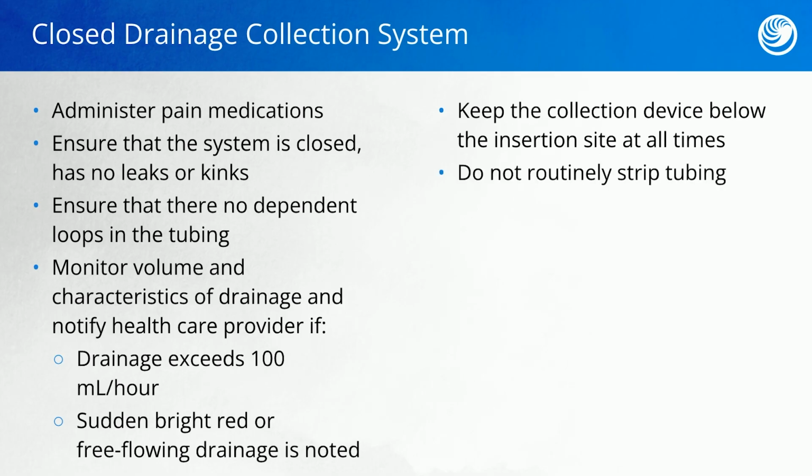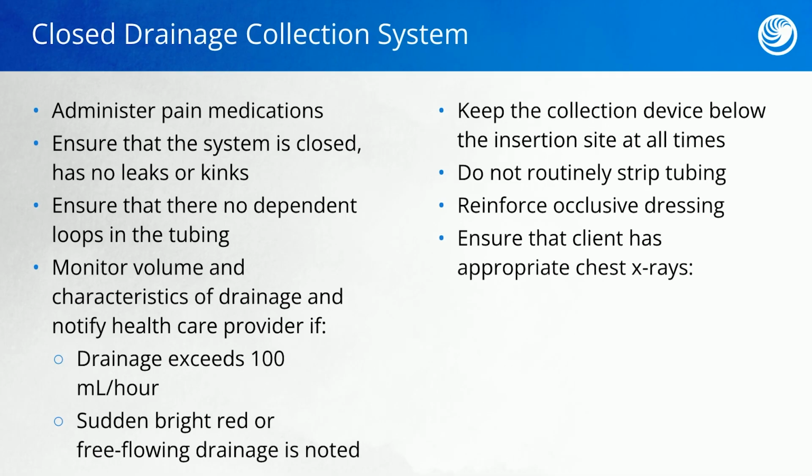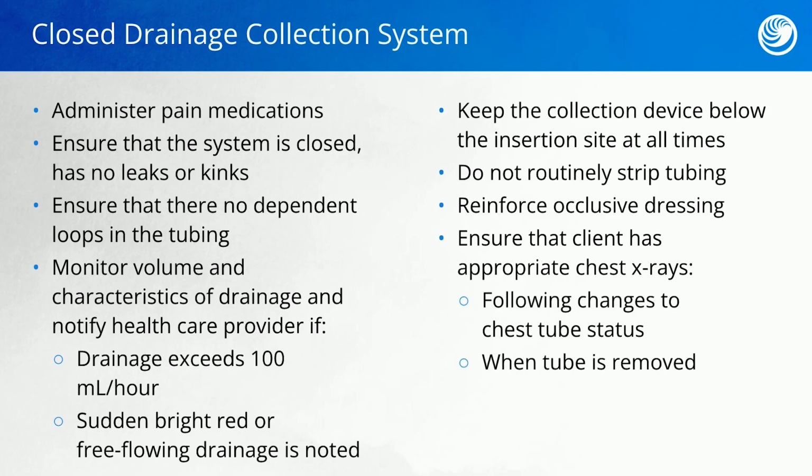Do not routinely strip the tubing, meaning if you see a clot, do not press the tubing to try to get it out. That will also increase the pressure inside of your patient's chest cavity. If you see any drainage, definitely reinforce that occlusive dressing and ensure that the client has appropriate chest x-rays, which is always going to be if there's any kind of changes in your patient's status or when that chest tube is removed.